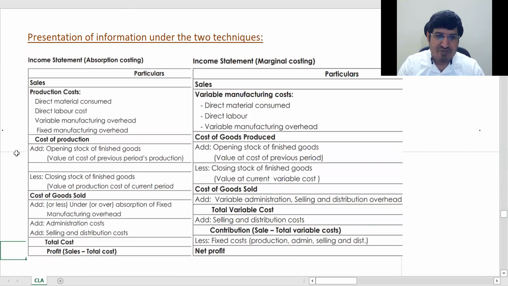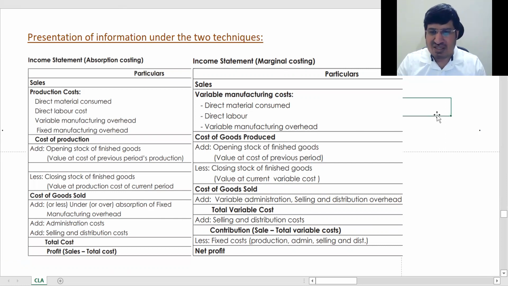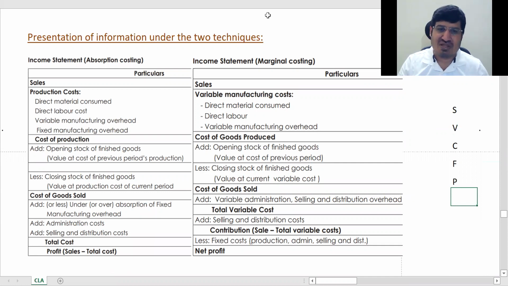Now this type of presentation you will only require when you are comparing absorption and marginal costing. It has a very limited use, and only in this statement will you use it like this. Otherwise, you know how we use marginal costing: S minus V equals contribution, less F gives you profit. This is how we use the marginal cost statement.